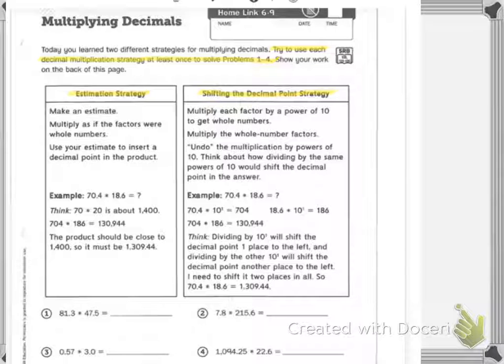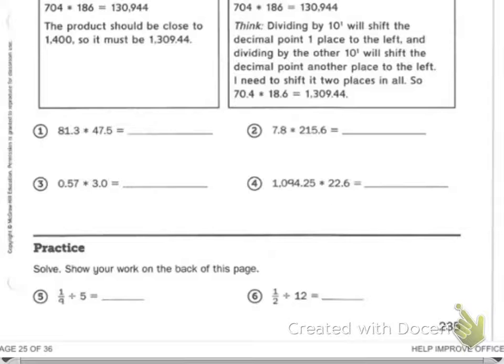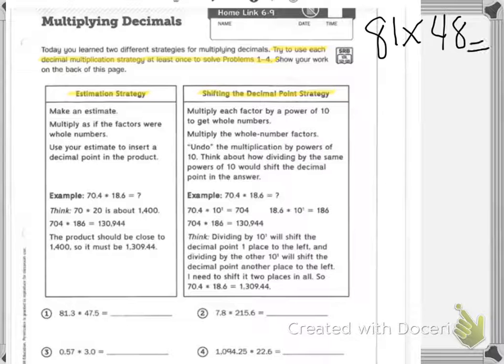So let's look at number 1. I'm going to work over on this side. I have 81 and 3/10 times 47 and 5/10. I'm going to round. I have a 3, so I need to round down: 81. Times 47 and 5/10, I'm going to round up because 5 means to round up: 48. You still have to show how you do that. That answer is 3,888. So we know our answer should be close to it.